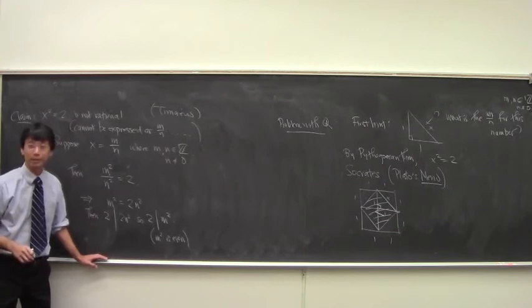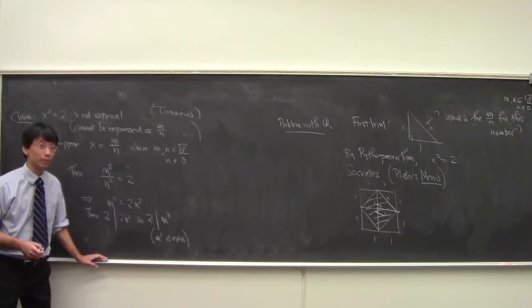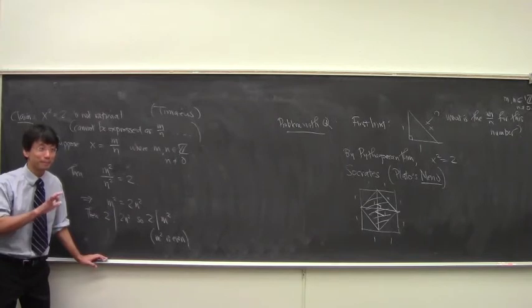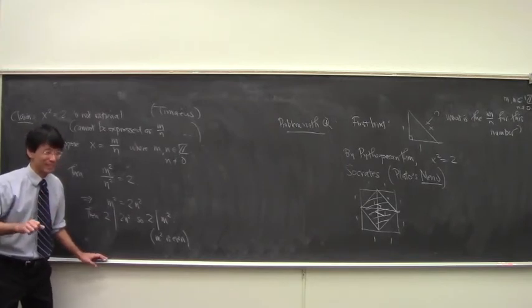What am I going to say next? M squared is even. What do you know if m squared is even? What can you tell me if m squared is even? Don't blurt it out. M is even.